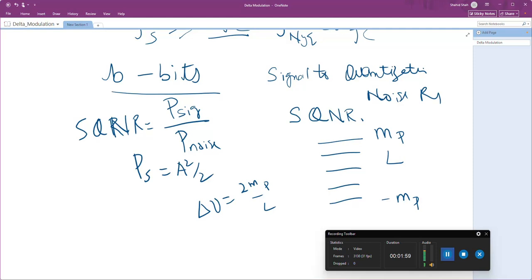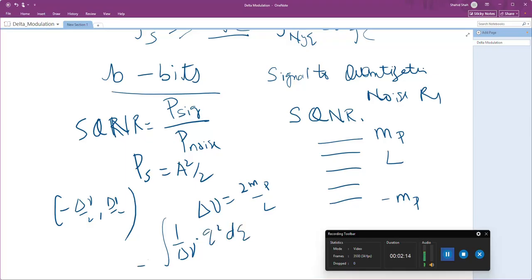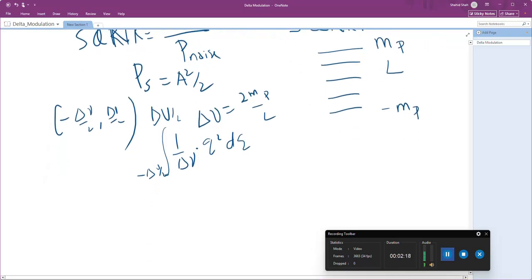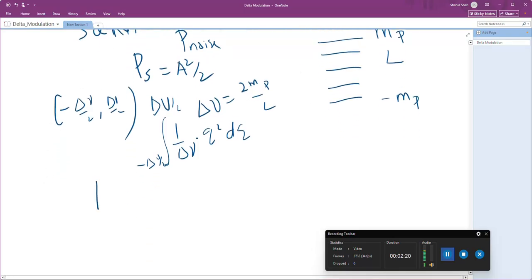Then we took the quantization error as a random variable, uniformly distributed between minus delta V by 2 and delta V by 2, and finally by taking the average, with 1 over delta V as the PDF, integrating Q square dQ from minus delta V by 2 to delta V by 2, what we got is the quantization noise, which we call PQ. We got it to be delta V square by 12.